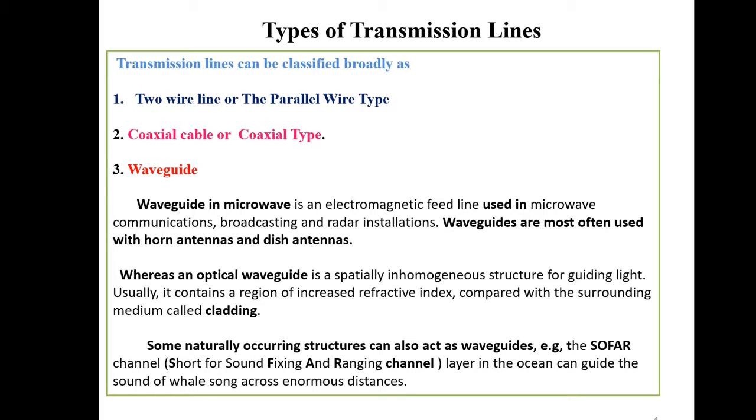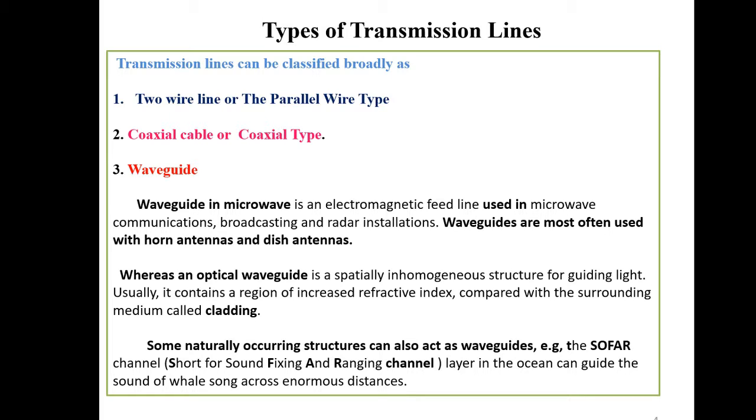In this slide, we have discussed the different types of transmission lines, namely the two-wire line, where two conducting wires run parallel. The coaxial cable is basically a hollow tube with another coaxially located cable inside it. And next, the waveguide.